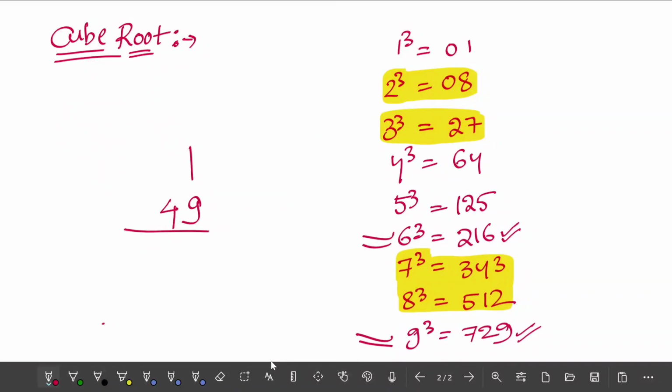Now, let us try to find out for some more values. Okay? 148,877. So, this is the number. No, not this one. Not this one.